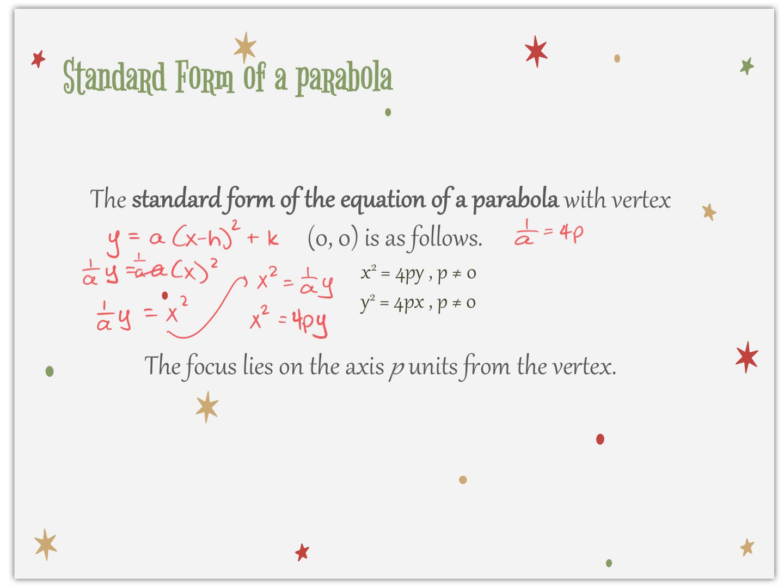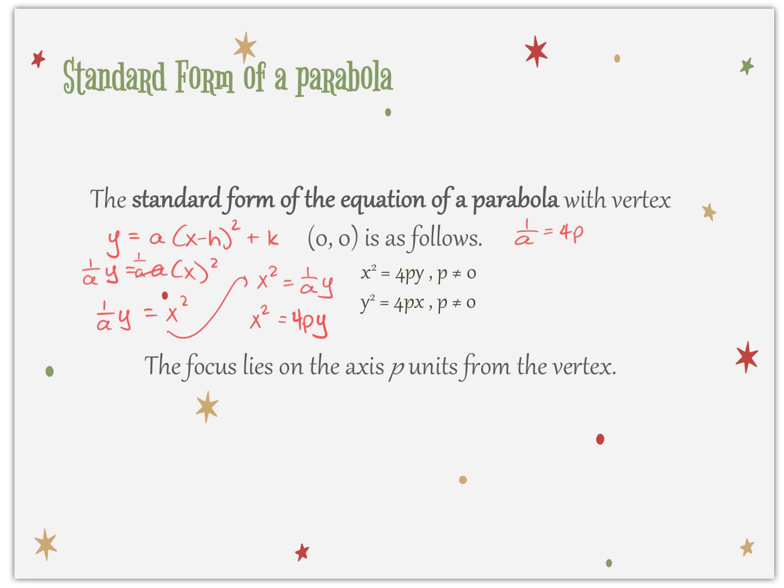So in a standard parabola with a vertex of (0, 0), x squared is going to equal 4p times y. Now remember that the p is the length between the vertex and the focus, or the length between the vertex and the directrix. And again, we'll talk about more of that later. Okay, so for right now, that's how this kind of formula goes.